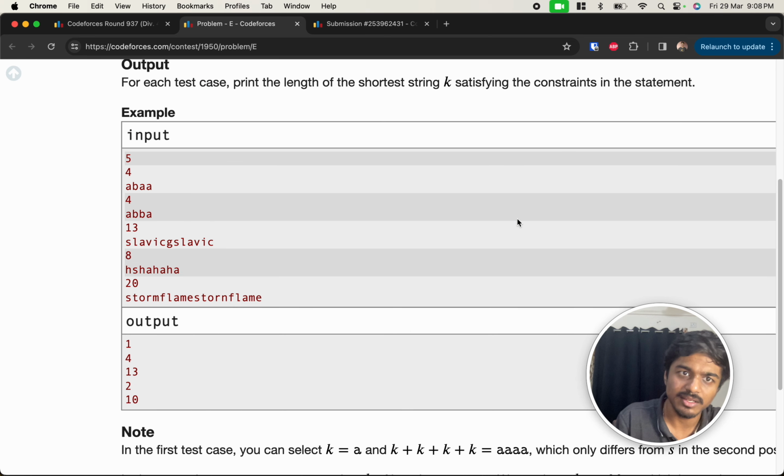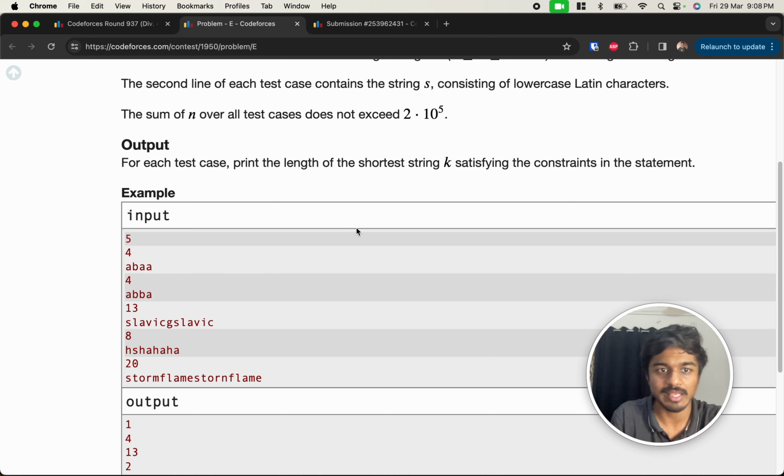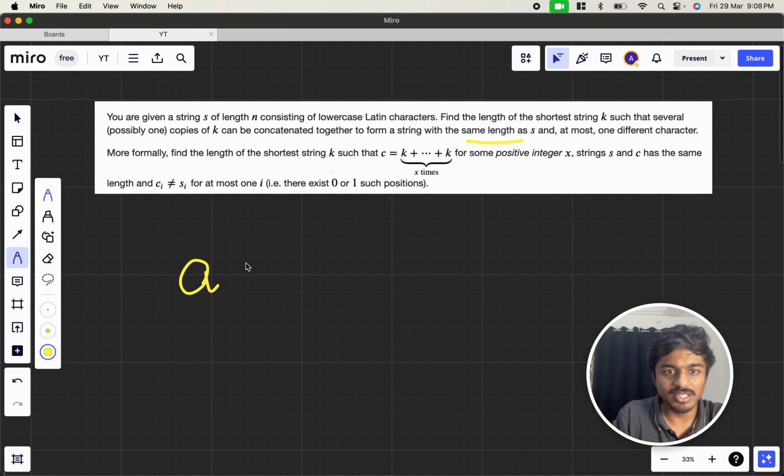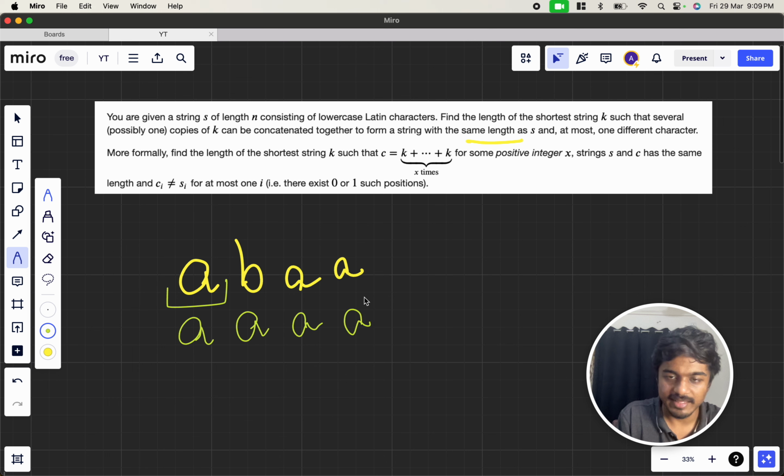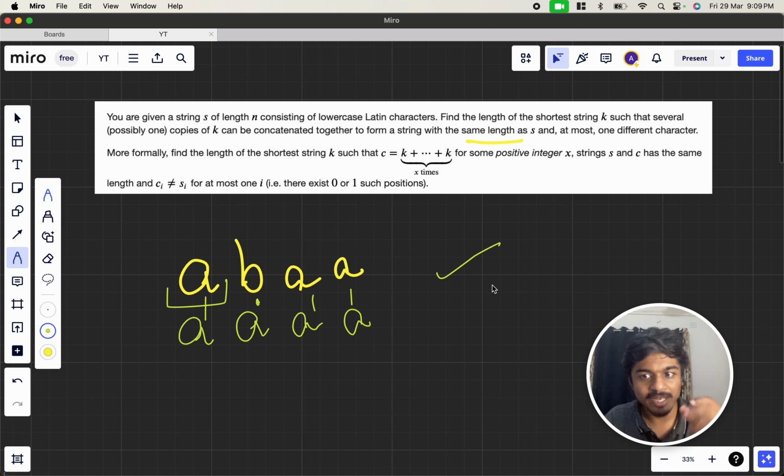Let's understand what this means with the help of an example. Suppose the string is A, B, A, A. I can take any substring. Suppose I take the substring A and keep repeating it until the length matches the string: A, A, A, A. Then compare each character. This is same, this is same, this is same, but this is different. Even though one character is different, it is allowed. So how many A's did I take? Only one, a substring of length 1. So the answer is 1.